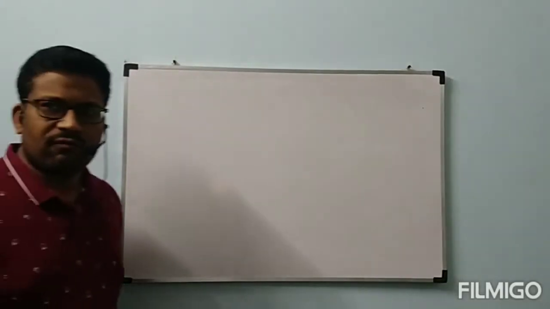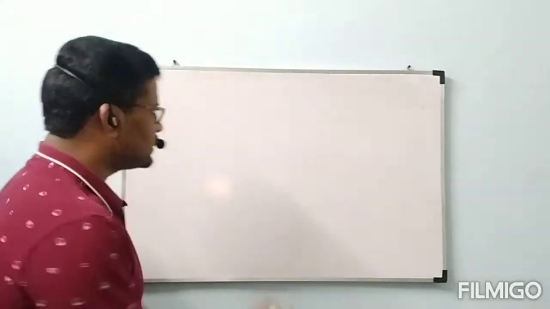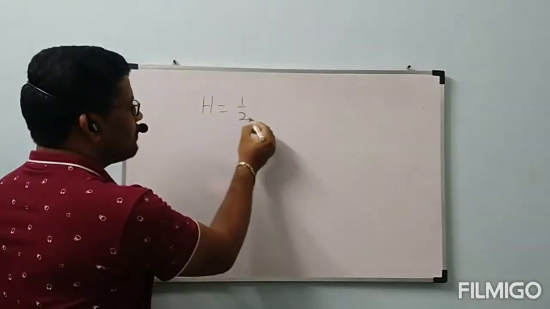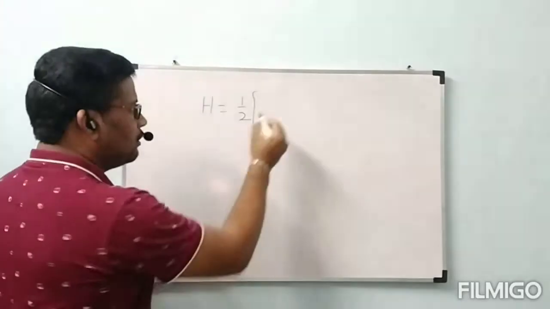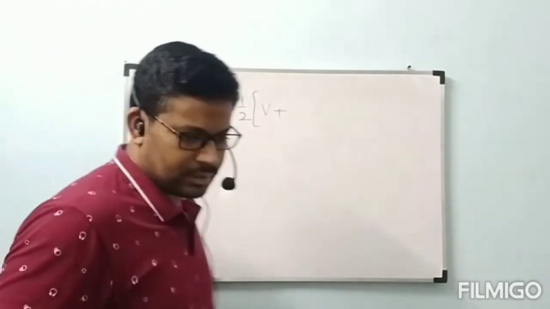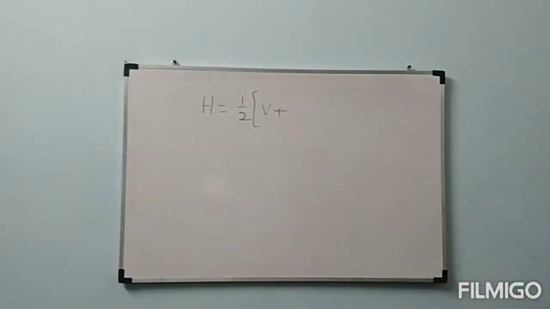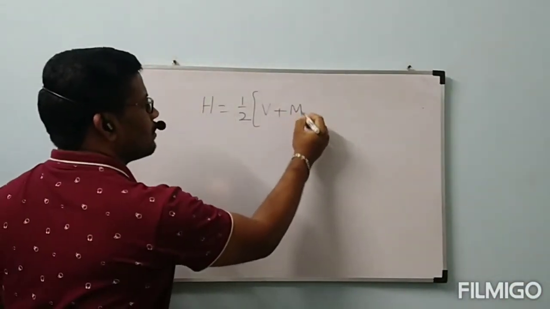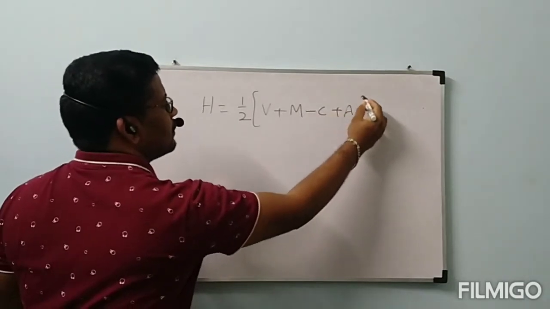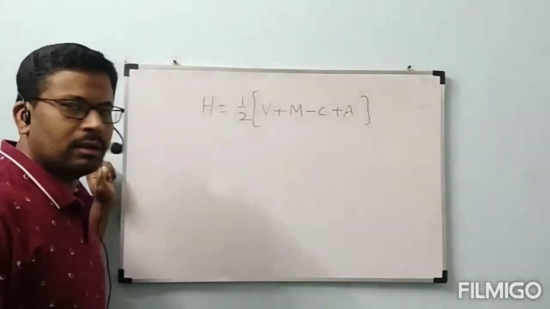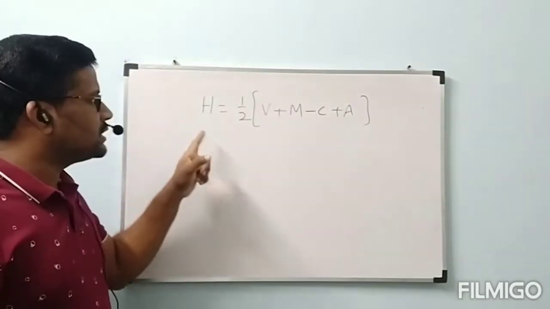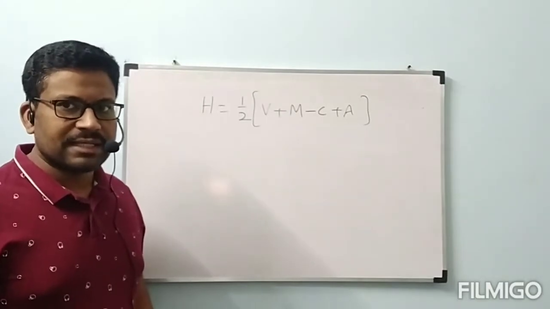Before going to that, we have one formula to find the hybridization, that is H is equal to 1 by 2 into (V plus M minus C plus A). This is the formula useful to find the hybridization of any molecule. H is equal to 1 by 2 into V plus M minus C plus A.